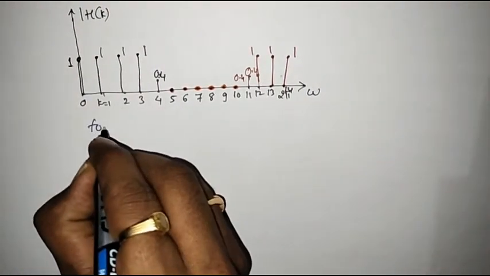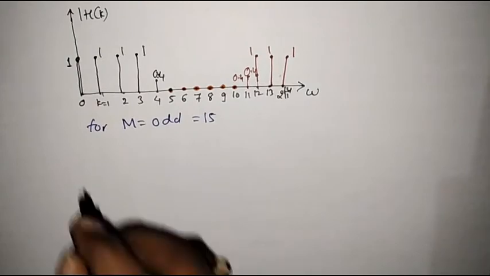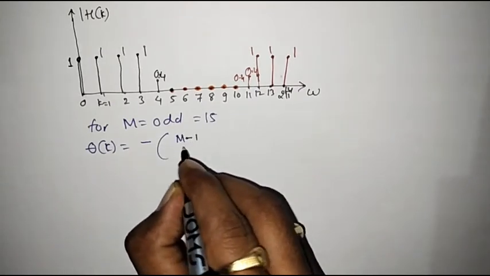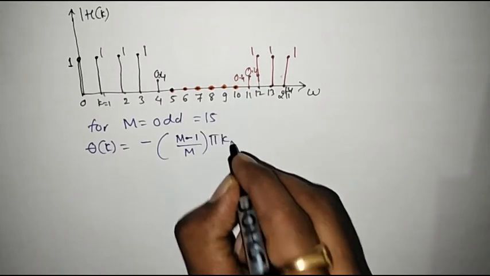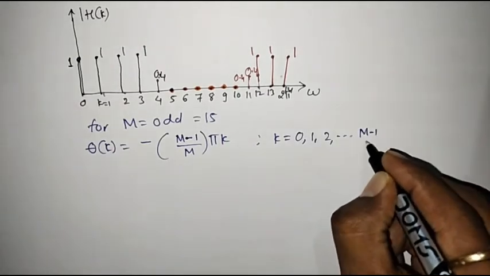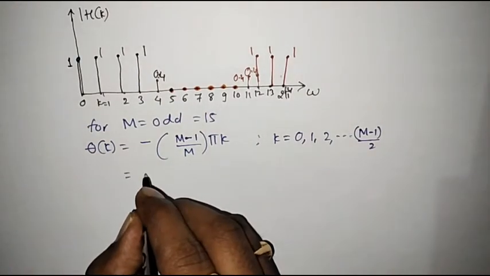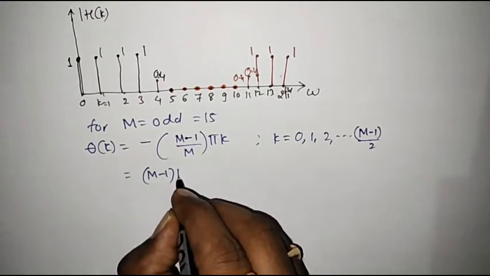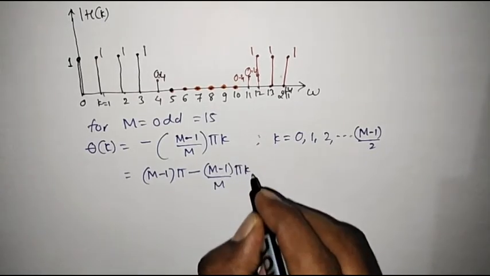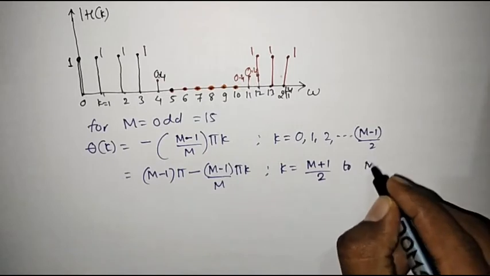For M equal to odd, that is, in this example M is 15, so it is odd, we know that theta of k is equal to minus (M minus 1) by M pi k for k equal to 0, 1, 2 up to (M minus 1) by 2, and theta of k is equal to (M minus 1) pi minus (M minus 1) by M pi k for k equal to (M plus 1) by 2 to M minus 1.